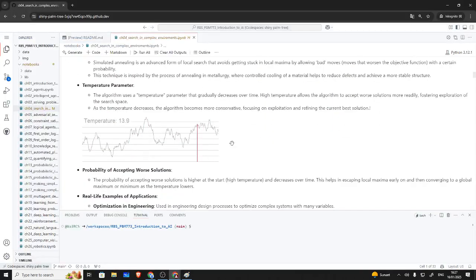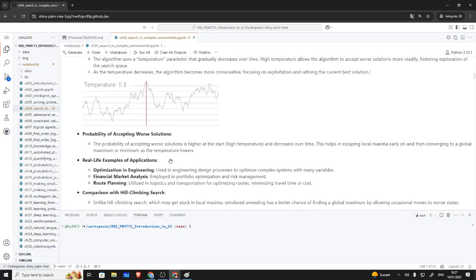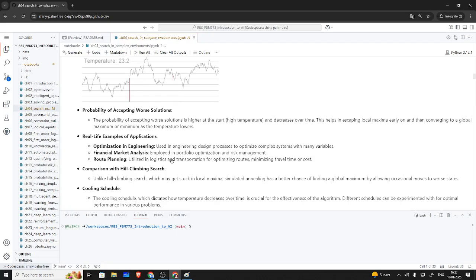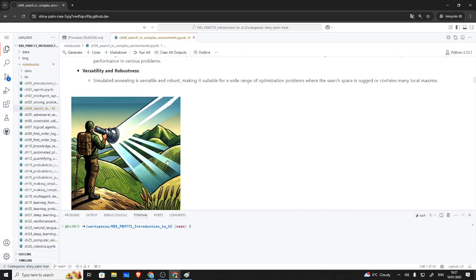So the idea is that initially you have to accept some more solutions and then you settle down. The comparison with hill climbing is you have a much better chance of getting out of this local maxima. How it cools, again, is something to experiment with. It depends on different assignments, basically. It's very versatile.